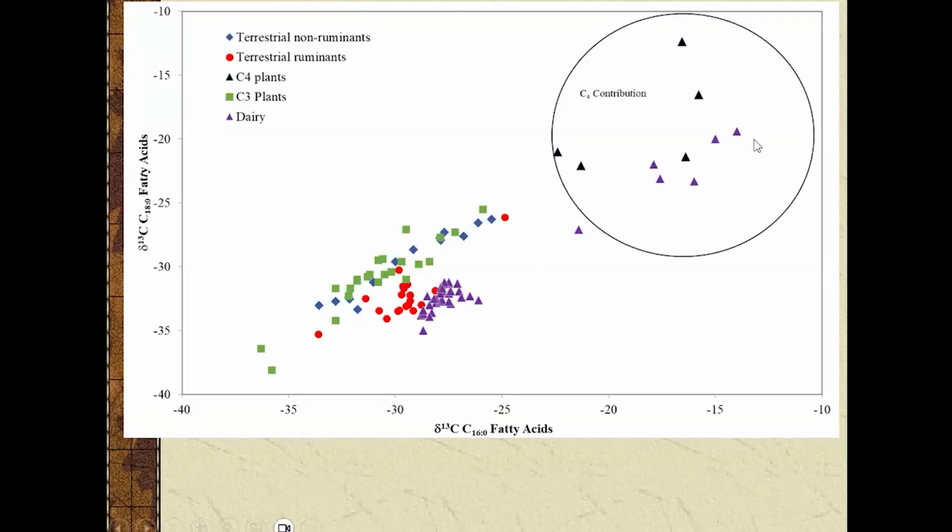So these purple triangles up here represent dairy from animals that are eating primarily C4 resources. We can see that they're still depleted, but overall they have much more C13 in them, because they're eating these C4 plants, as in millet or corn or something of this nature. So when we look for dairy in a residue, we're essentially looking for fatty acids that have this kind of depletion pattern, with the C18 more depleted than the C16.